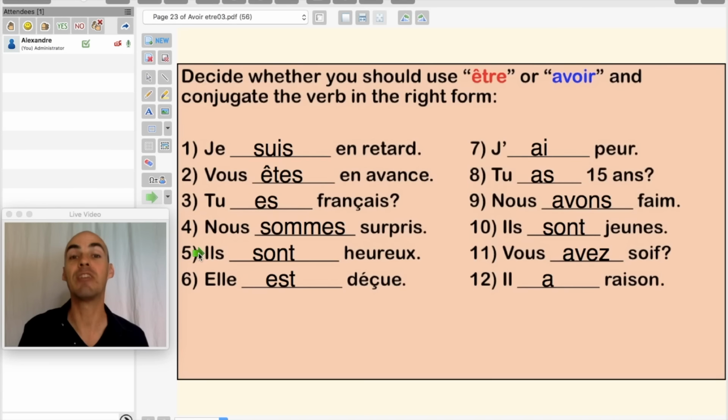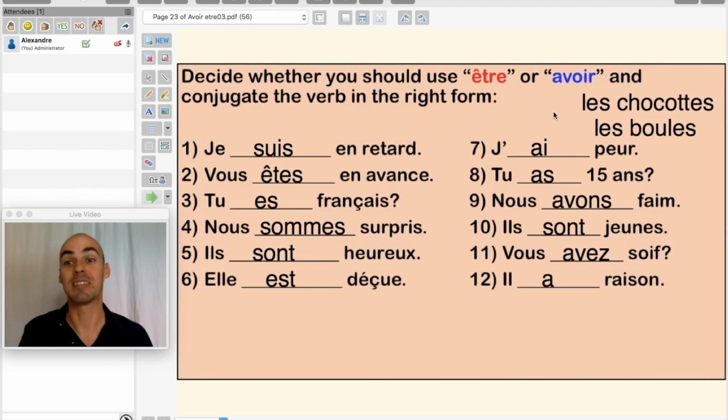They're happy would be ils sont heureux. I will make the liaison when I read ils sont heureux, but when I say it to a friend in a conversation, I'll say ils sont heureux. I will not bother with the liaison. Elle est déçue means she's disappointed. J'ai peur, I have fear, for I'm scared. In slang, the French will even say j'ai les chocottes, j'ai les boules. That's slang, that's for another lesson, okay? But you can keep it in the back of your mind, it can't hurt.